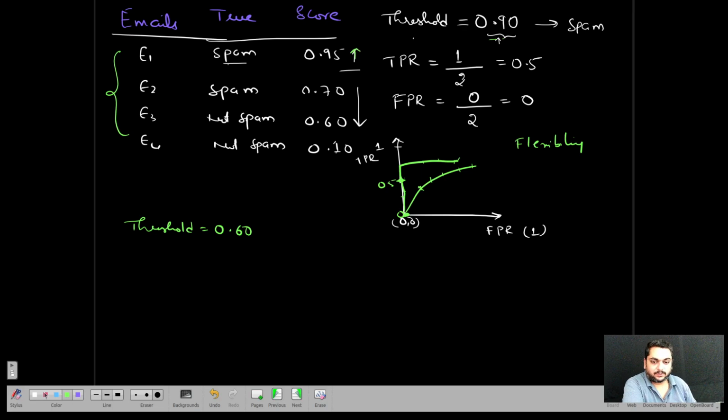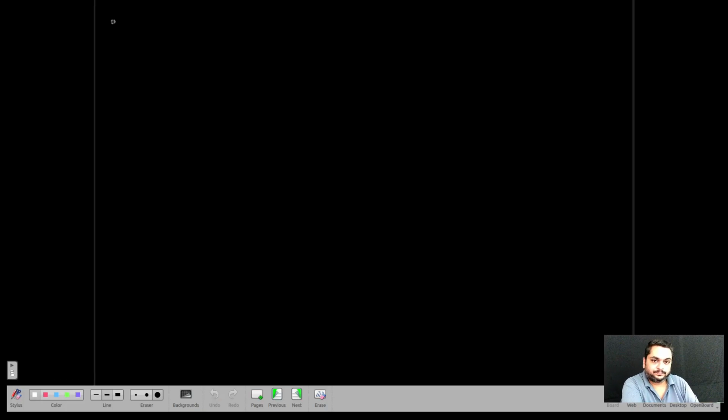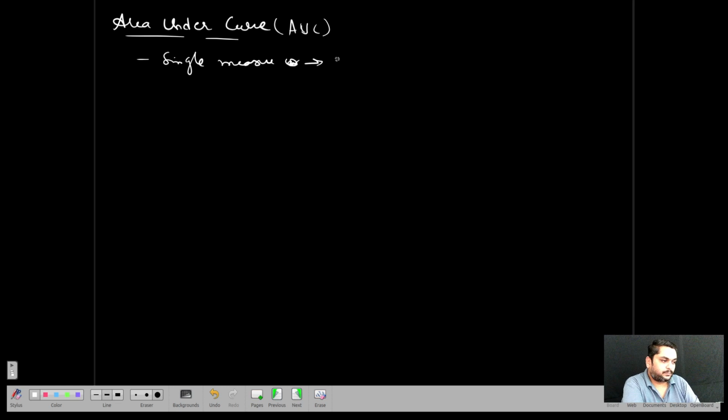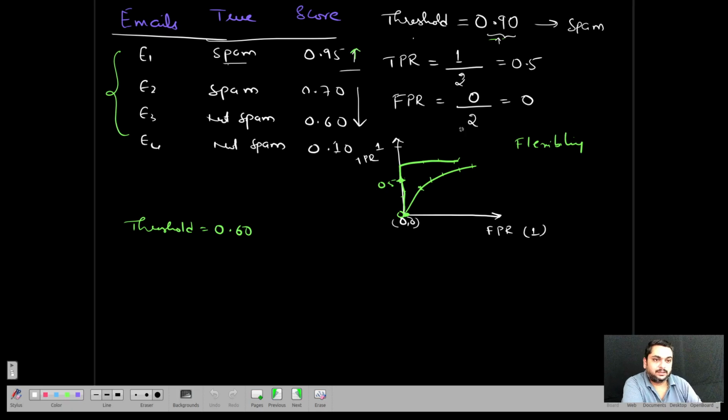Now, what is the concept of AUC, the area under the ROC curve? It helps us give a single measure, which gives me the ranking ability. In the previous one, I got the threshold. I can adjust the threshold and get different values for true positive and false positive. Again, the model becomes flexible.